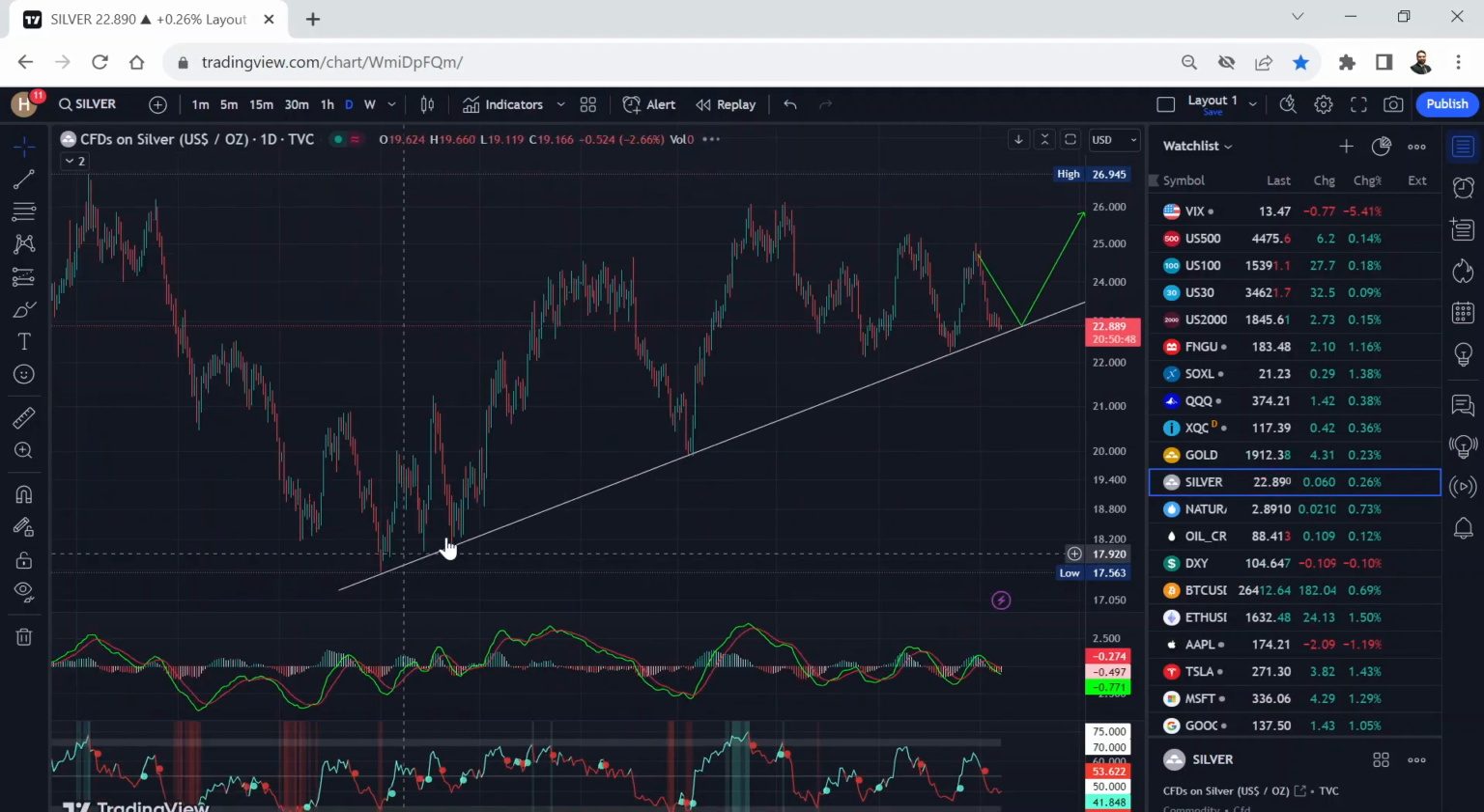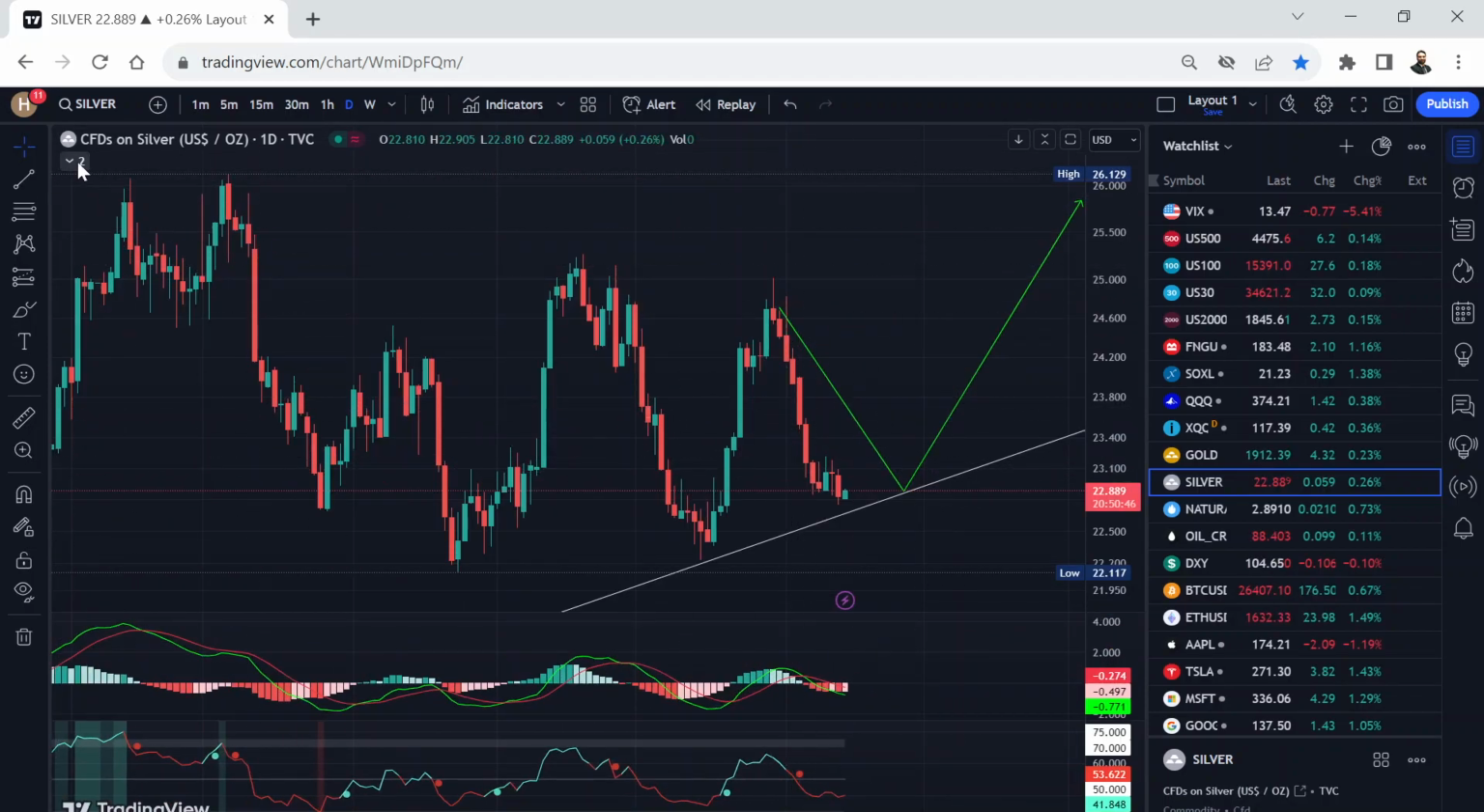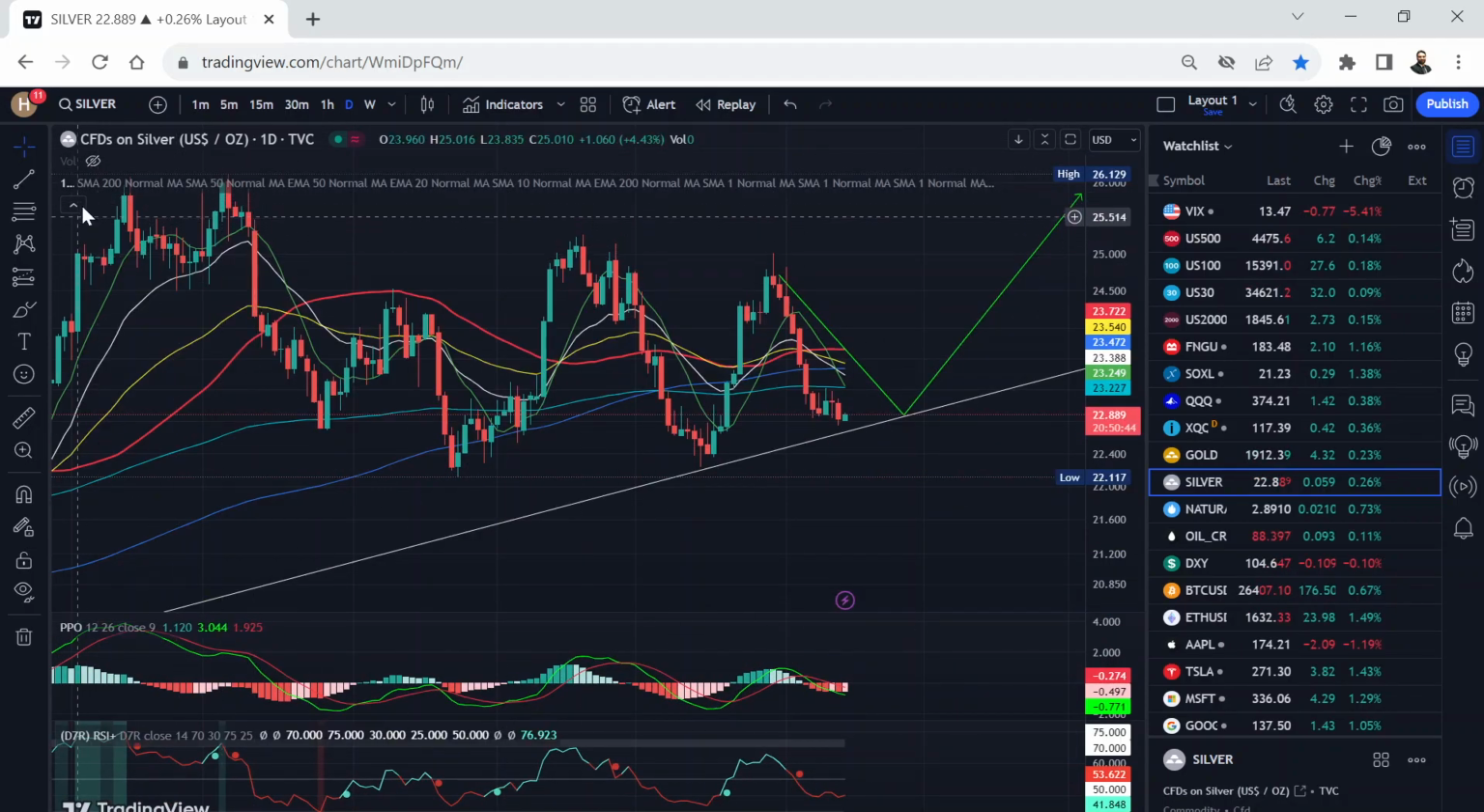Silver, again, is very close to the trend line here. So this is where you want to buy silver. Let's bring in some moving averages and see how this is coming along.